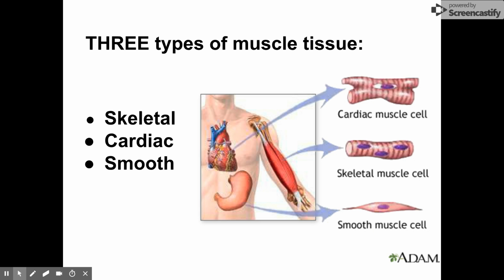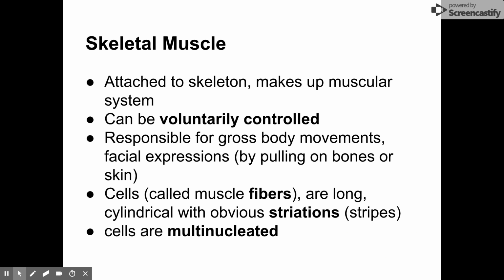So again, just like we've talked about the other tissues, we're going to worry about structure, function, and location. We'll start with skeletal muscle. You can see it starts with the location. So it's attached to the skeleton. So skeletal muscles are attached to the skeleton. No trick there. These can be voluntarily controlled. That's in reference to their function.